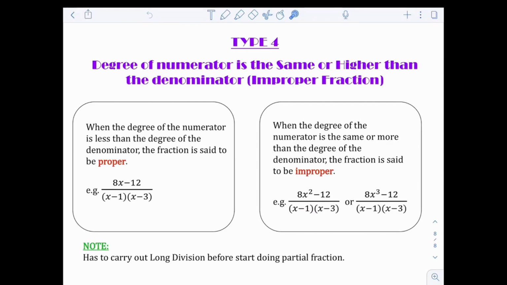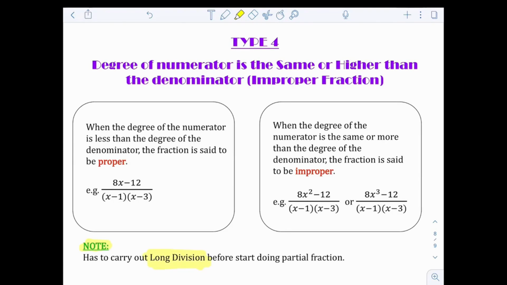Have a look at the next one. 8x cubed, the degree is 3, and the bottom part is x squared, so the degree is 2. So 3 is more than 2, which means this is also an improper fraction. Before we do partial fractions for an improper fraction, there's one important step. Have a look at the note here: you have to carry out long division before you start doing the partial fraction.